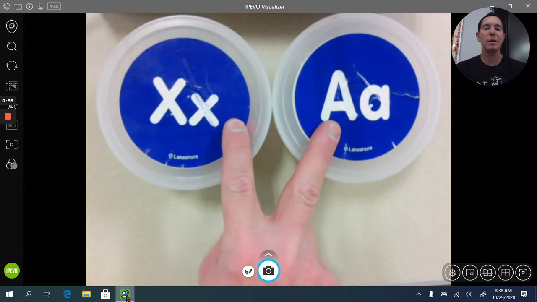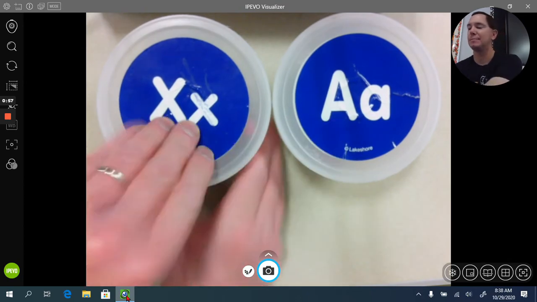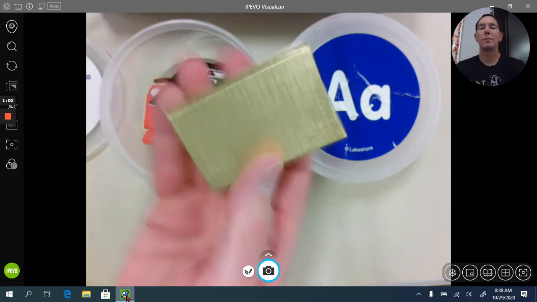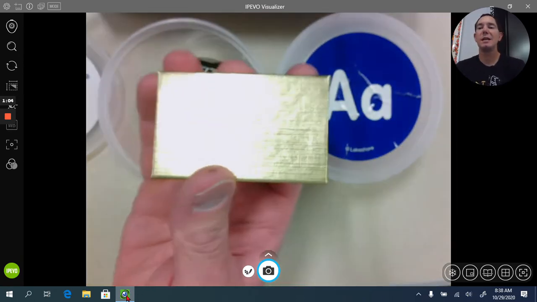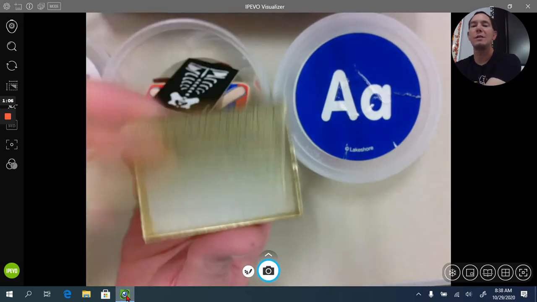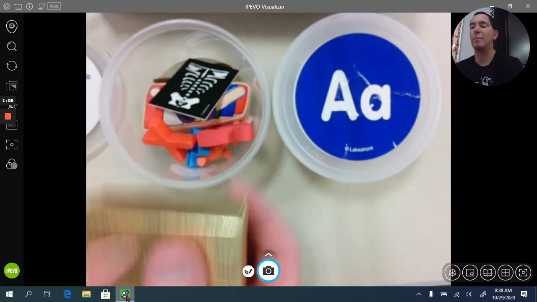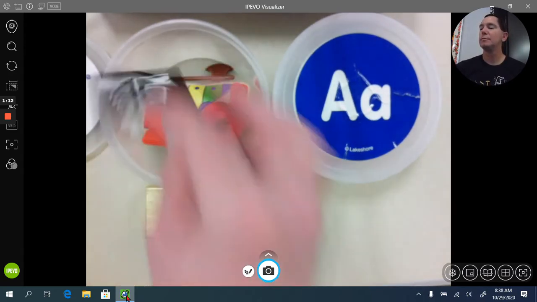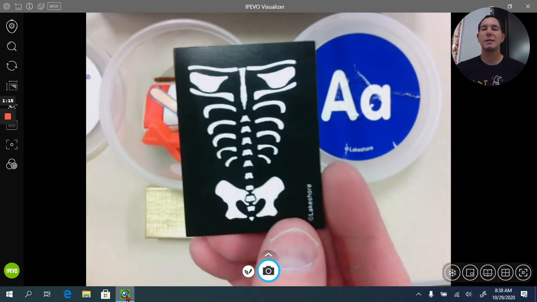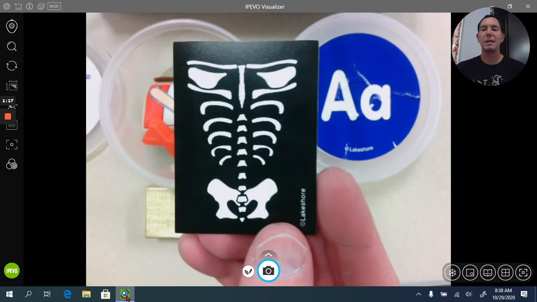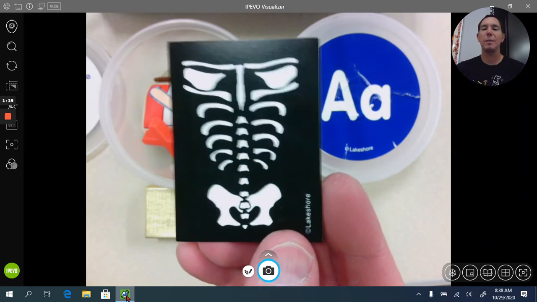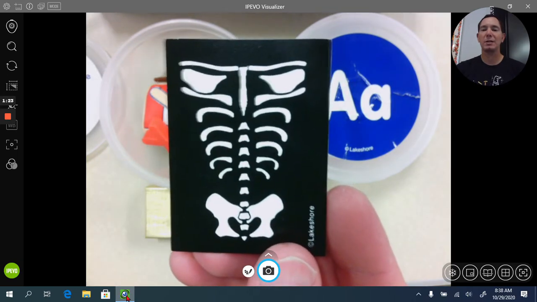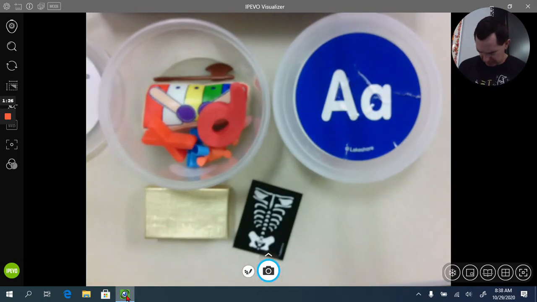Would you like to see what are in the tubs? Okay. What is this? It's a box. What sound do you hear at the end of box? X. What is this? It's an X-ray. It's the picture of inside your body, a picture of your bones. What sound do you hear at the beginning of X-ray? X.